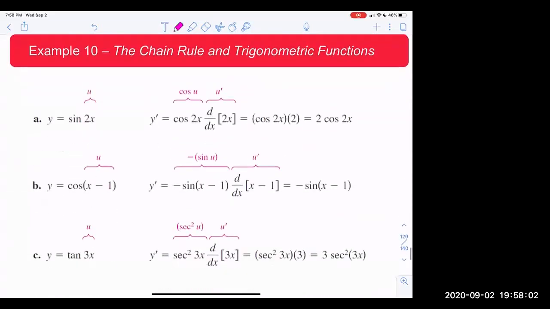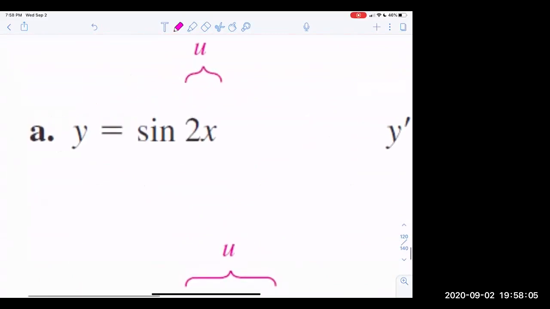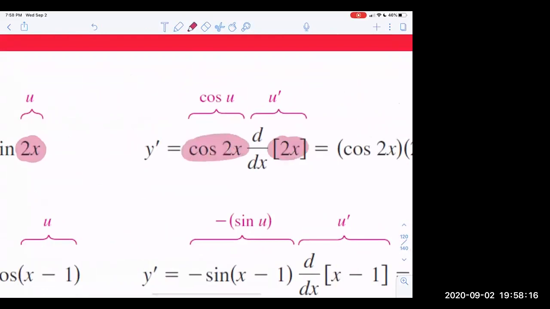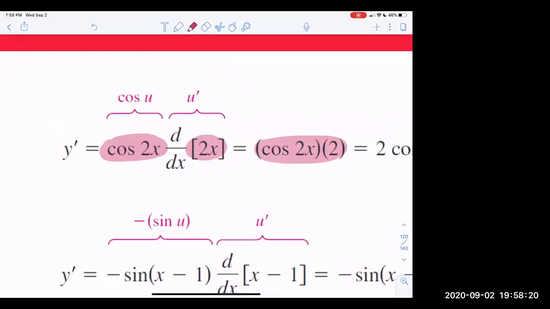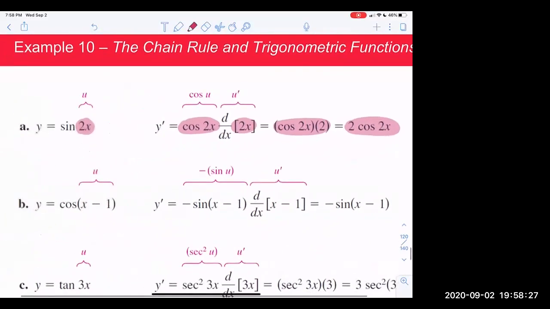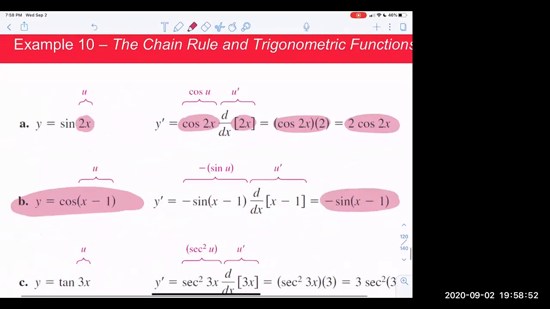Okay. So for instance, if we have sine of 2x, my u is 2x, right? What's the derivative of 2x? 2, right? So I have cosine of the u times the derivative of it, which becomes cosine 2x times 2, which is just 2 cosine 2x. Okay? Same with cosine of x minus 1, right? But what's the derivative of x minus 1? 1, okay? So it's not going to look like anything different because the derivative of that inner function was just 1. And that's okay. So we're just going to have negative sine of x minus 1.